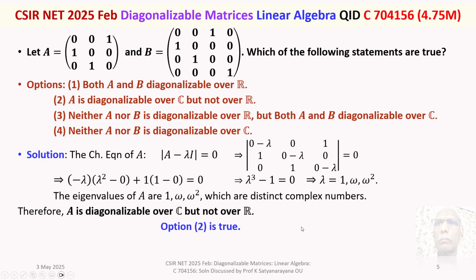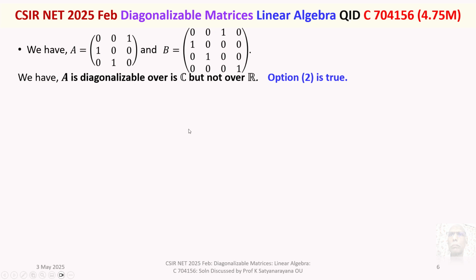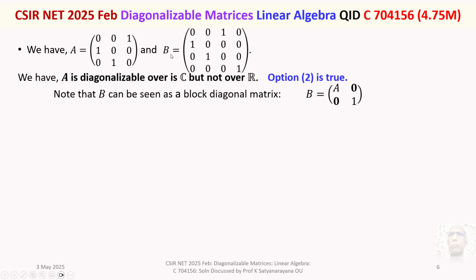We continue the discussion for the further options in the next slide. That's what we have done so far. Note that this 4 by 4 matrix capital B can be seen as a block diagonal matrix. How? You draw a line here and then a line here. So this is your A, this is your A, 0, 0, 1. So B is equal to A, 0, 0, 1.